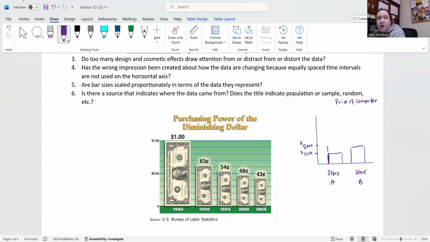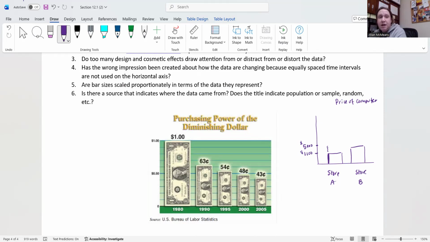Okay. Part five, are the bar sizes scaled proportionally in terms of the data they represent? A good example of that is this picture I have down here with the dollars. You can see here we're talking about the value of the dollar over time, okay? And they're saying in 1980, let's say the dollar was worth a dollar. By 1990, it was only worth 63 cents. By 2005, it was worth 43 cents. But you can see they scaled things kind of wacky along the y-axis, so you're not getting a true understanding of the value of the dollar, okay?